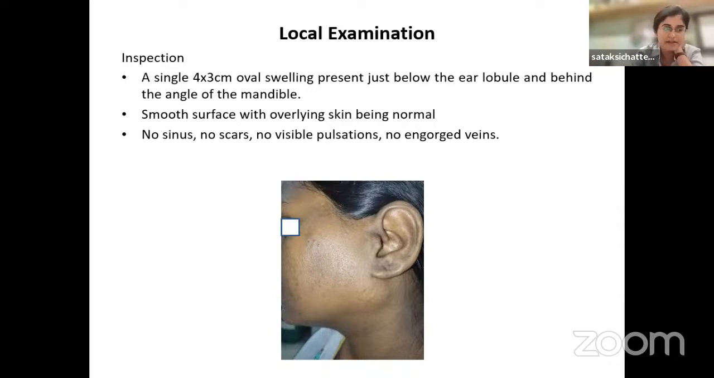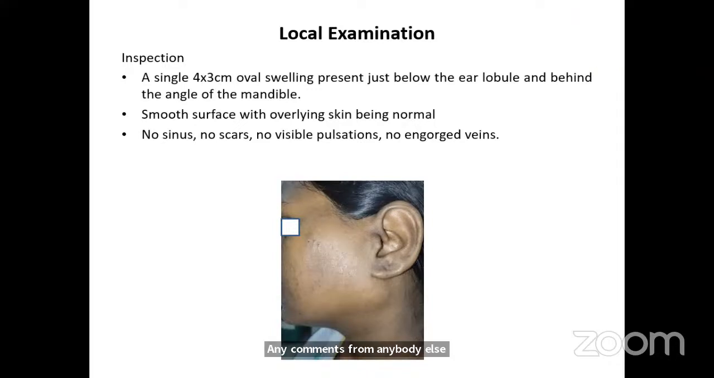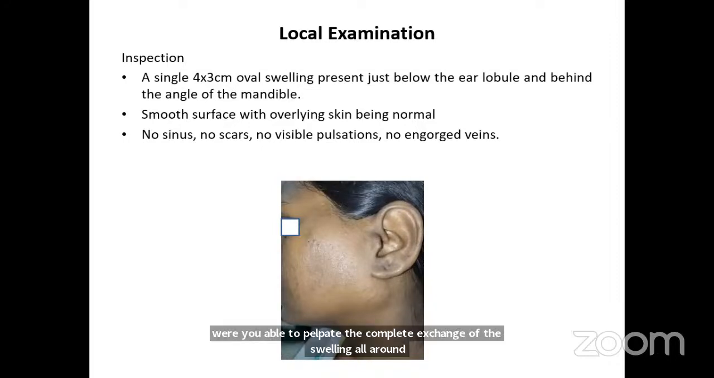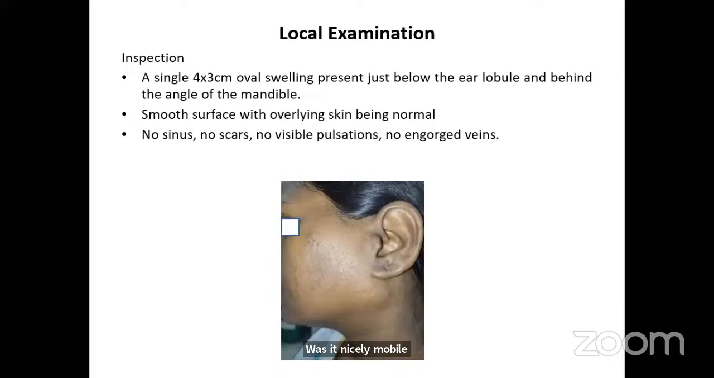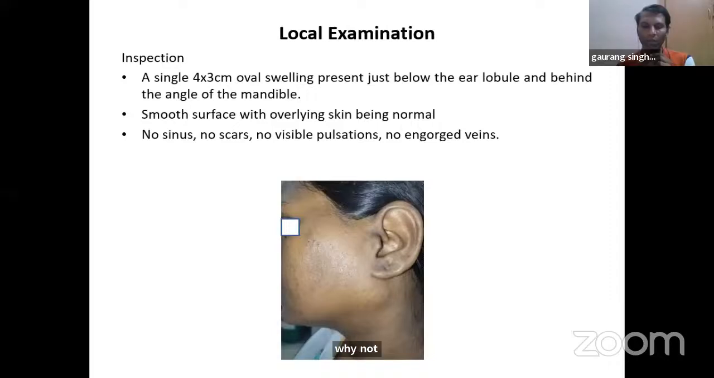Any comments from anybody else? Chandramohan, were you able to palpate the complete extent of the swelling all around? Was it nicely mobile? Yes, ma'am. Both horizontally and vertically, the swelling was mobile. So why not just do ultrasonography? Why do you need an MRI in this case? Ma'am, it will give the entire soft tissue architecture of the entire tumor. And I will even know if at all a small amount of deep lobe is involved, which is not clinically appreciable on examination. So in that way, I'll get an overall idea about how big the tumor is.